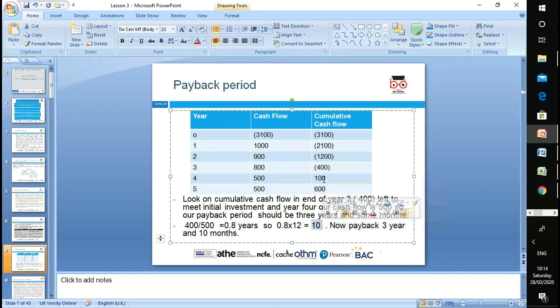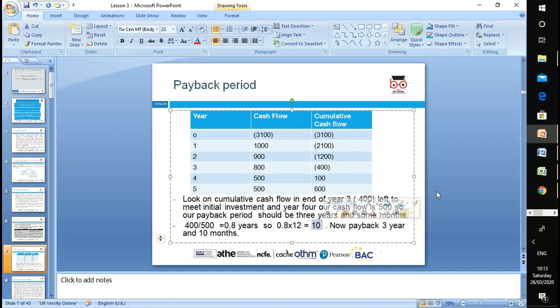We don't strictly need to calculate afterward, but we can if we want to get the exact number of months after the third year for the payback. Yes, because otherwise we don't know. We can't say this will take 3 years, because it will take 3 years and some months. 3 years and 10 months.